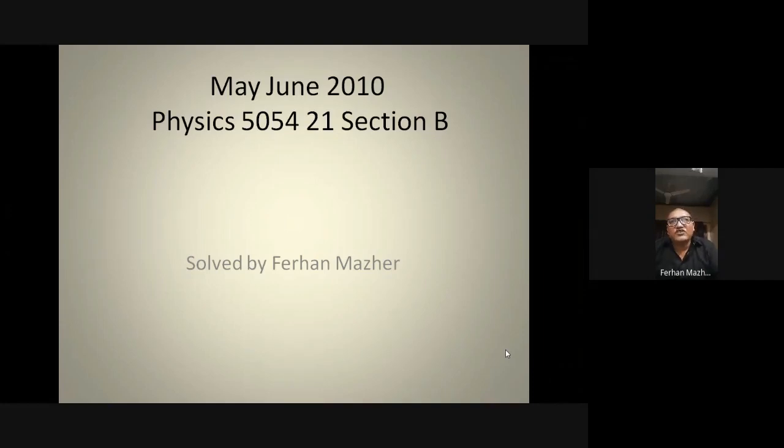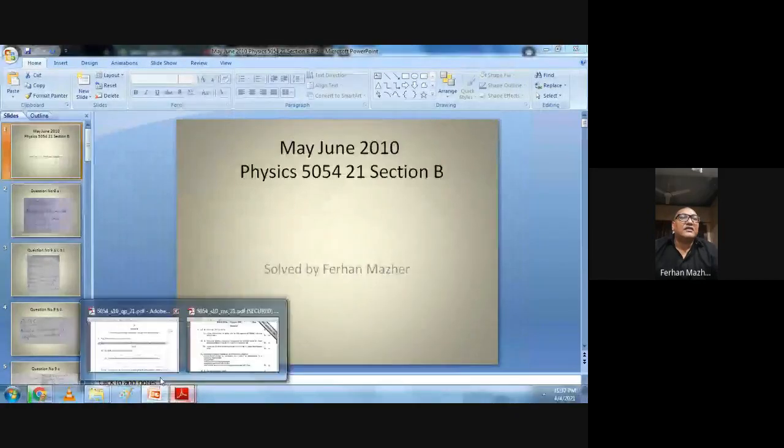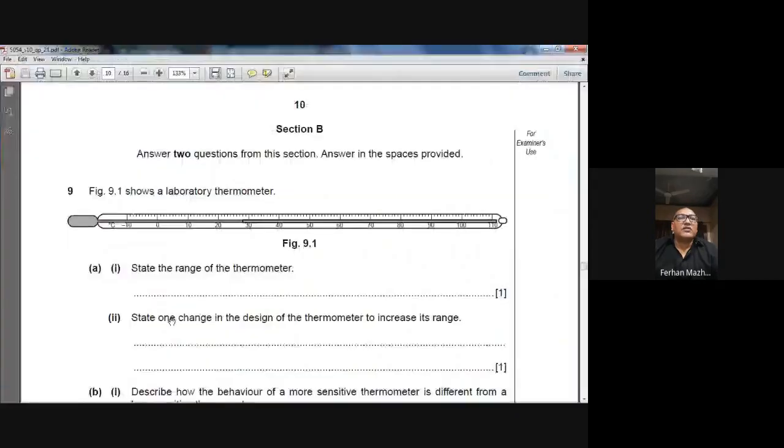Section A of this paper I have solved in another video, and you can go on to my YouTube channel and watch it in the playlist, which is paper 2, zone 1, section A. So there you can find these videos on section A. But today, we are doing section B of this paper. So let's start this paper, and the first question is coming on your screen.